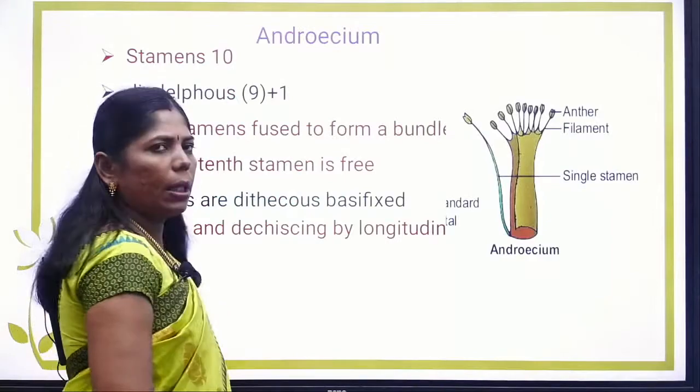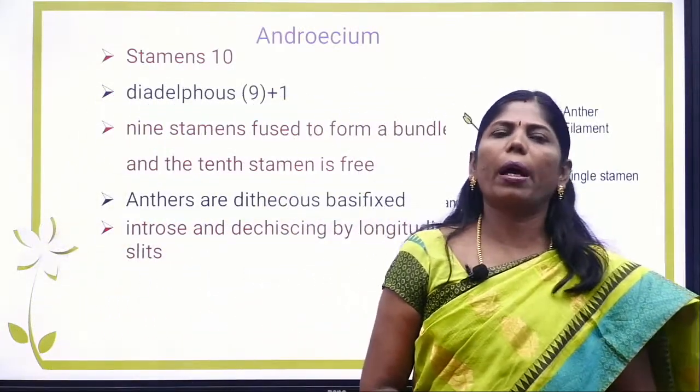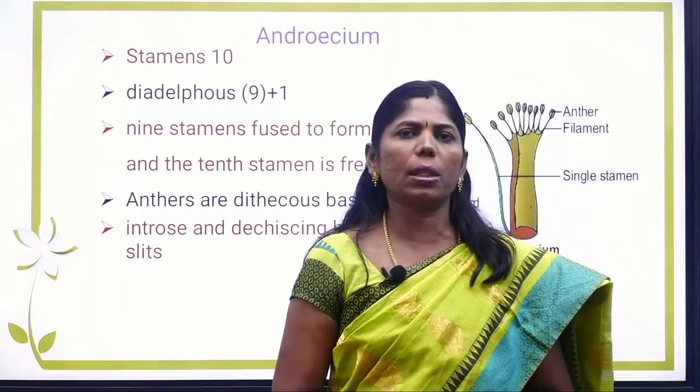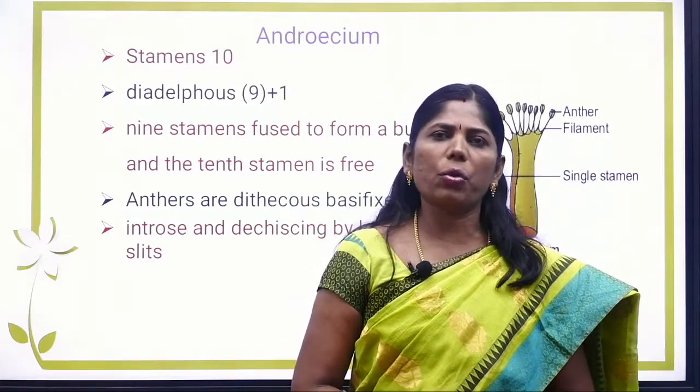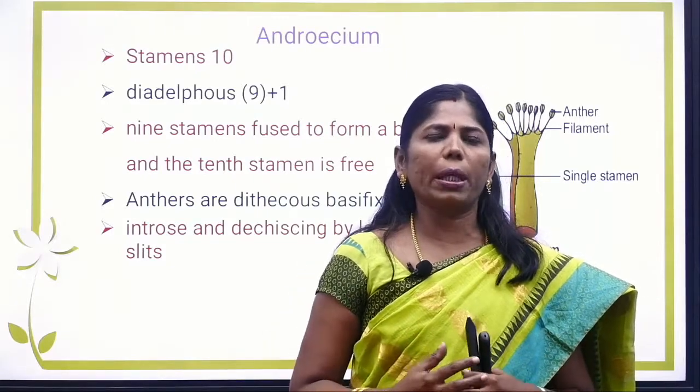So next we are going to see the essential whorls. Okay, so what are essential whorls? Androecium and gynoecium are called essential whorls. Okay, so the first one is the androecium. That's the third whorl, the androecium. A number of stamens together form an androecium.